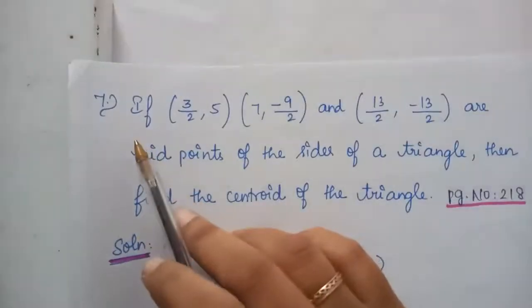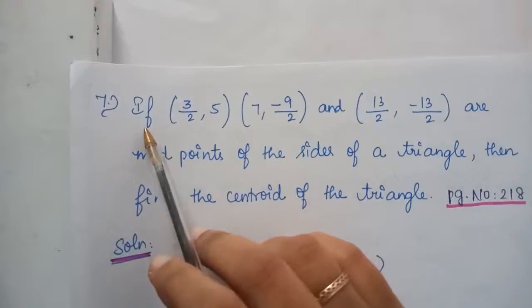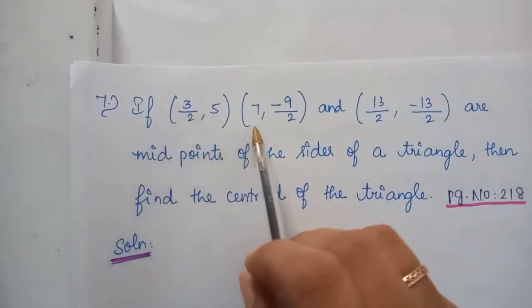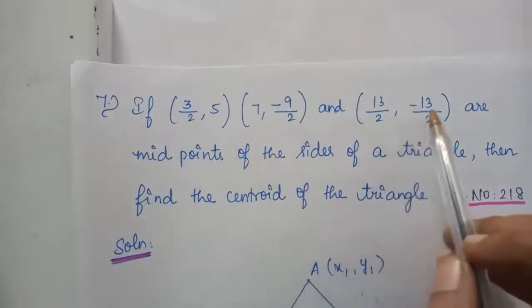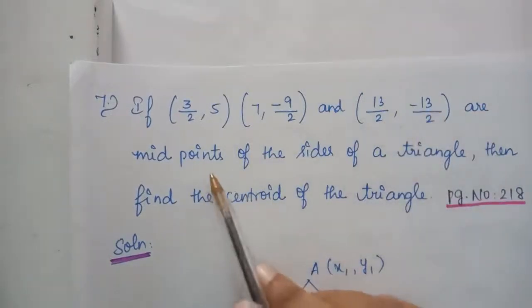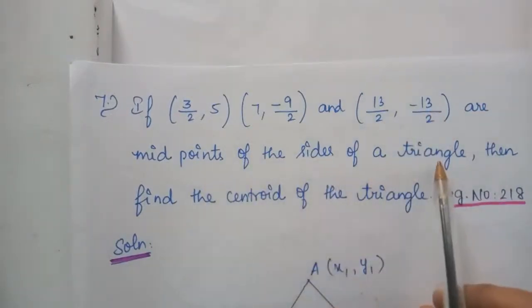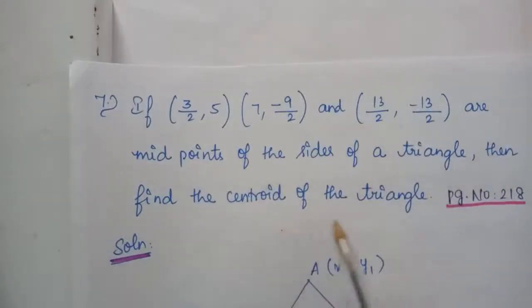Problem number 7, the last problem of this exercise. If (3 by 2, 5), (7, -9 by 2) and (13 by 2, -13 by 2) are the midpoints of the sides of a triangle, then find the centroid of the triangle. The problem belongs to page number 218.